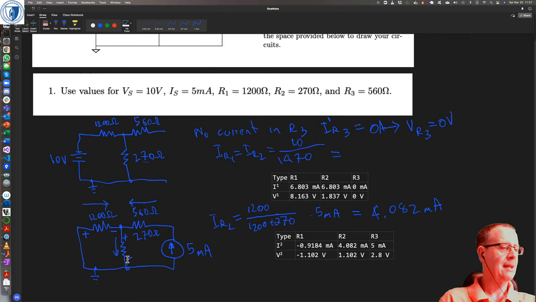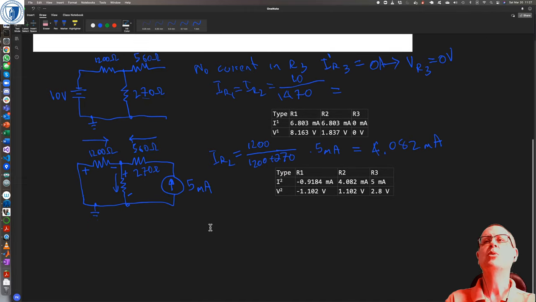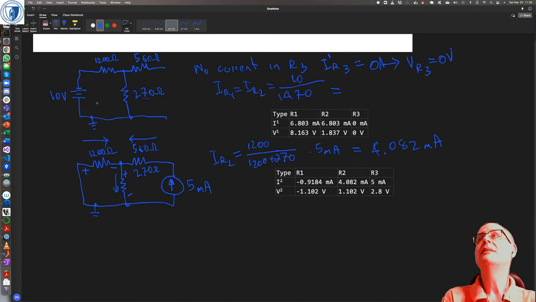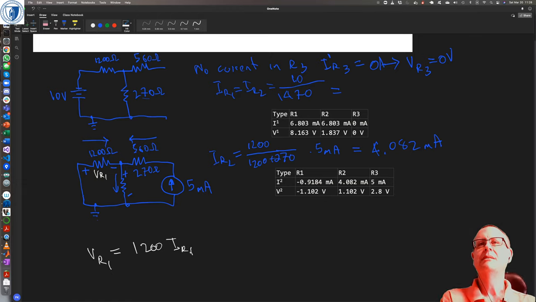So, let me just scroll up and give myself some more room. Right, so to get VR1, that's the one in here. VR1 is equal to 1200 times IR1, right? And that's just IR1. Well, let's just write the KCL equation for the node.